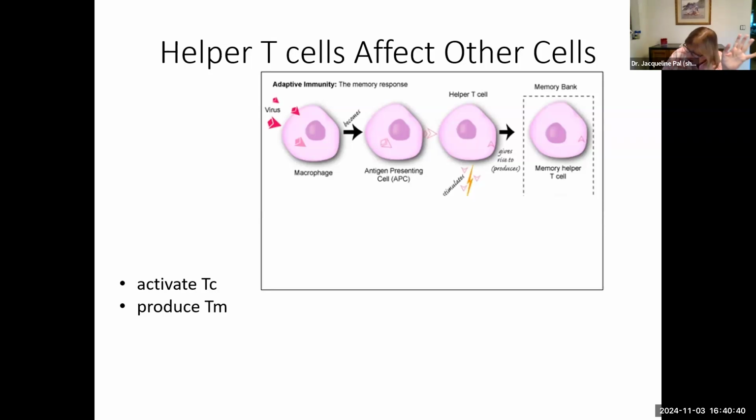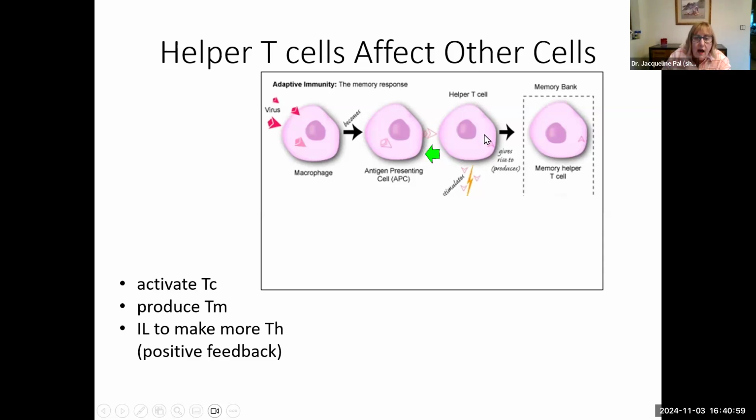Helper T cells, they're not just sitting around watching. Okay, so they were activated. I showed how they already activated cytotoxic T cells. I talked about how we're now going to have memory helper T cells. But in addition to that, I mentioned how they were going to be making more helper T cells. They do that through cytokines. Specifically, do you remember when I talked about interleukin being an example of a cytokine? Well, there's a specific interleukin they do for that. It's a different interleukin that they're going to do to activate cytotoxic T cells.